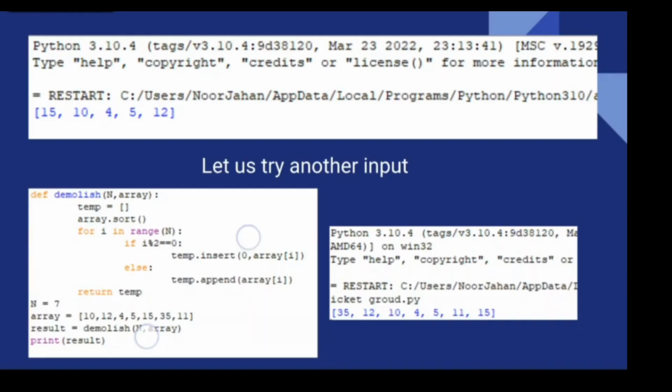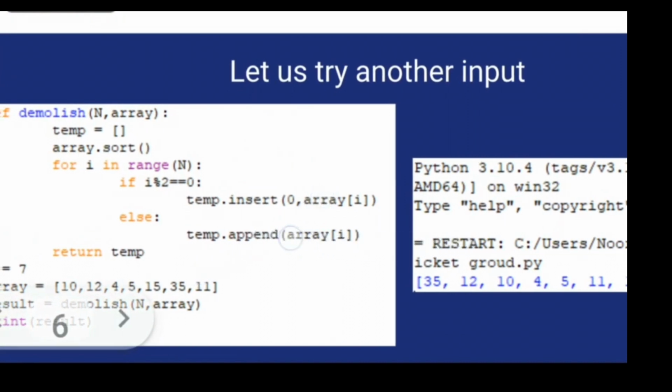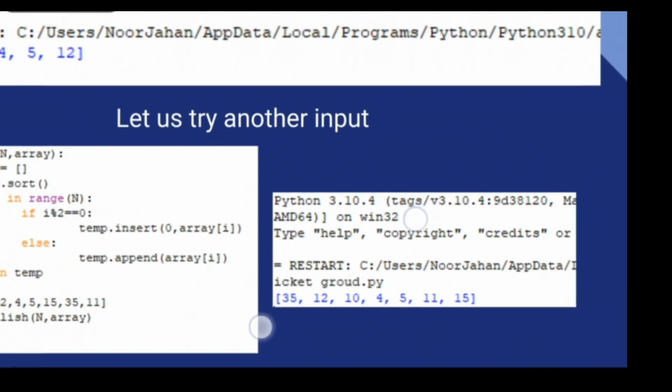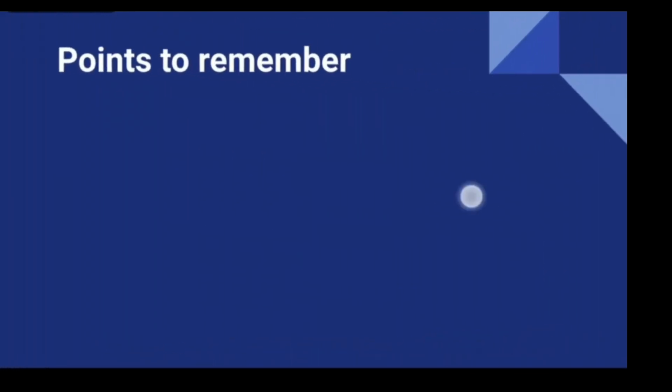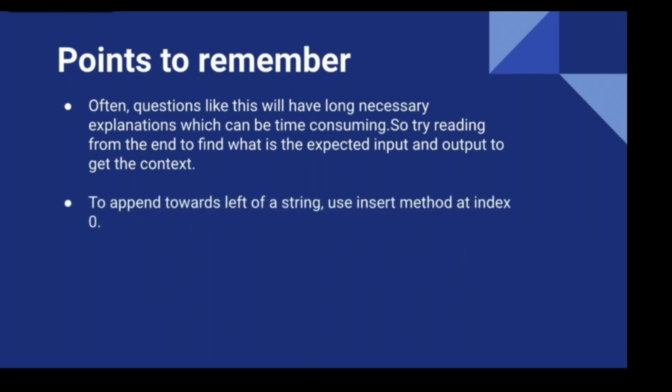So we have tried another input with different values, and the answer we have got here is 35, 12, 10, 4, 5, 11 and 15. Okay. So now here we have some points to remember. Often questions like this will have long, unnecessary explanations which can be time consuming. So try reading from the end to find out the expected input and output to get the context. And to append towards the left of a list, we use the insert method with index 0.